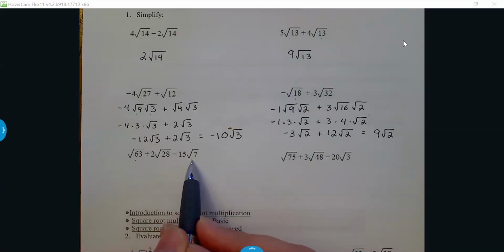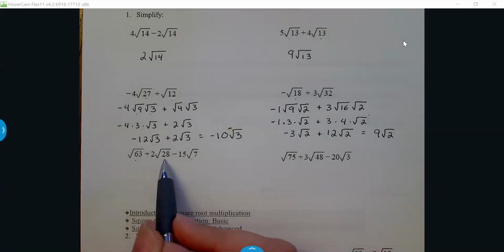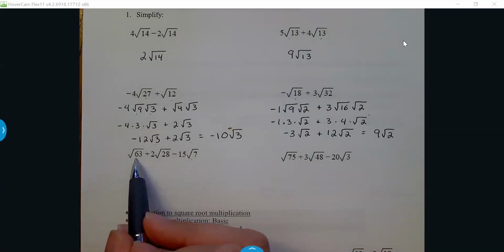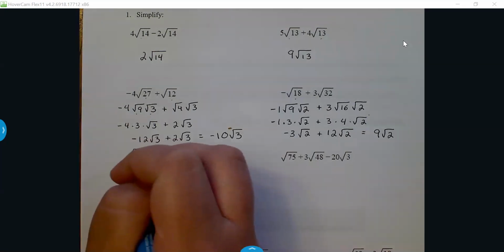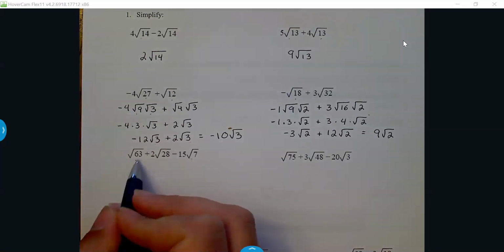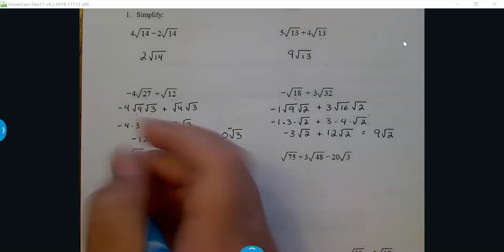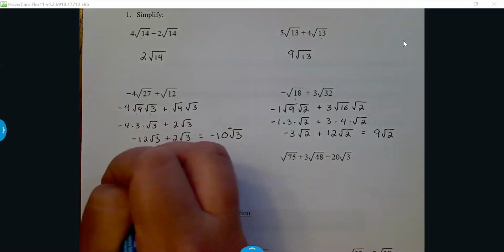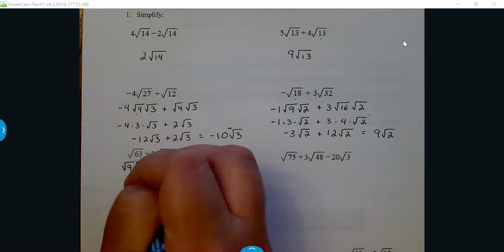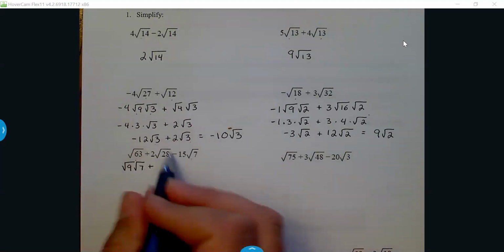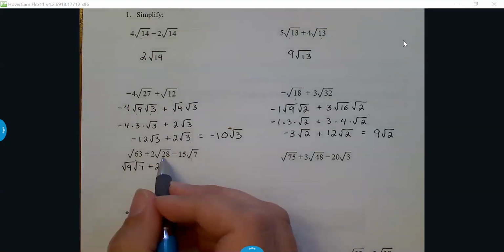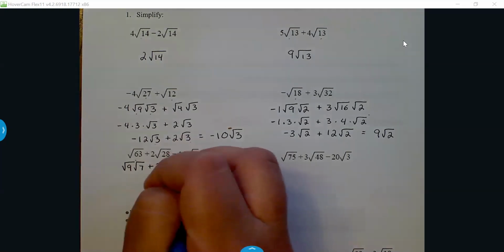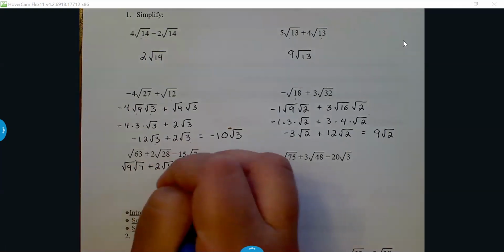So I have to keep that in my mind when I'm dealing with the square root of 28 and the square root of 63, because I want to be left with the square root of 7. So what times 7 is 63? That would be 9. So looking at the square root of 9 times the square root of 7, then when I get to 2 times the square root of 28, this would be 2 times, now what times 7 is 28? And that would be 4 times the square root of 7.